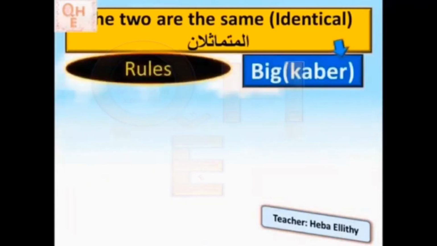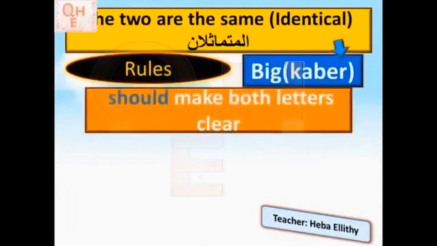What I will do here, the rule is to make both letters clear. إق تا تا. I don't say إقتت, إقتت. I say إق تا تا. الرحيم مالكي, so مي ما. So I make both letters clear.